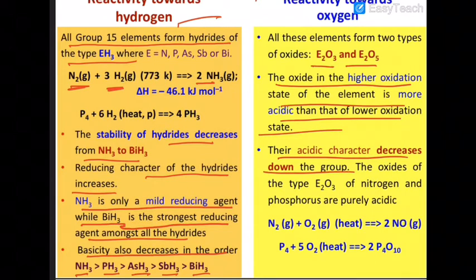The stability of the hydride decreases down the group. The basic character decreases down the group. The bond angle decreases down the group. Stability decreases down the group. The only property that is increasing is the reducing nature, meaning the tendency to give electrons increases down the group.